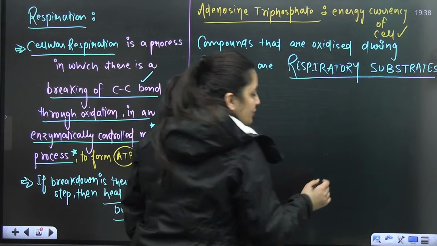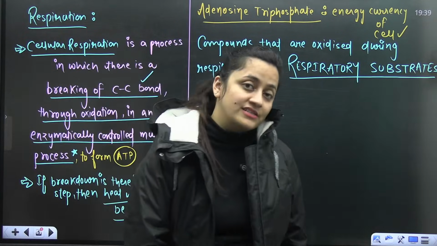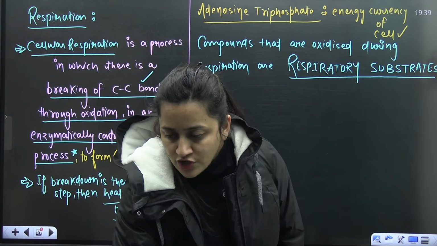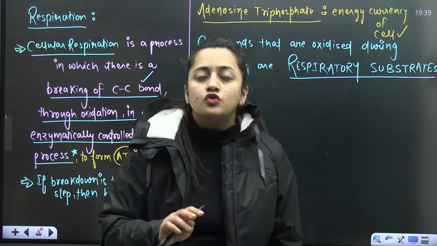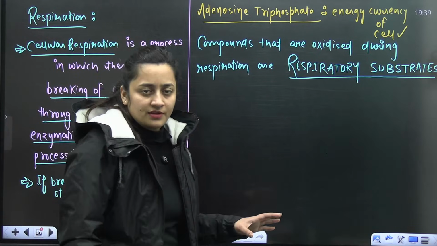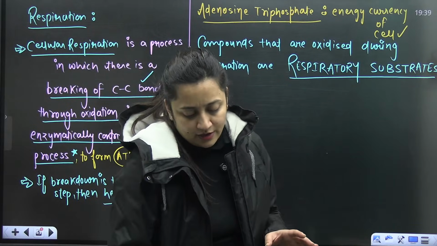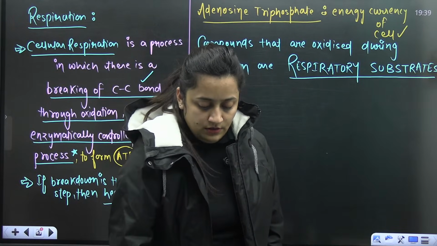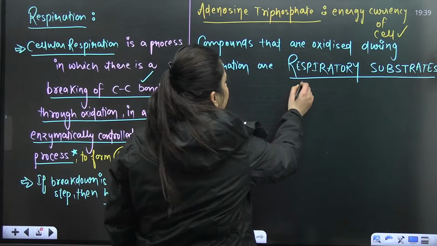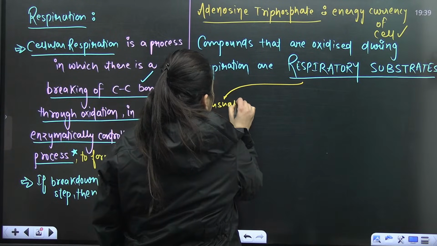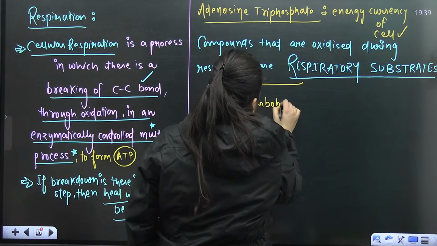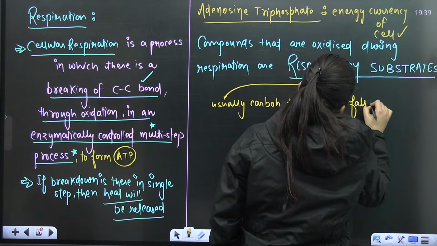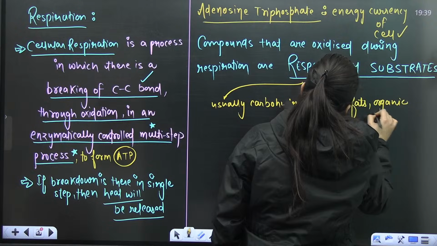When you talk about respiratory substrates, the main one is carbohydrates. I really want to know why. I'm checking the chat so that you can respond quickly. These are the basics, and if your basics are clear, then obviously you are not going to find it difficult at all. So tell me. Respiratory substrate, we know that usually it is carbohydrates, but fats, even organic acids, etc.